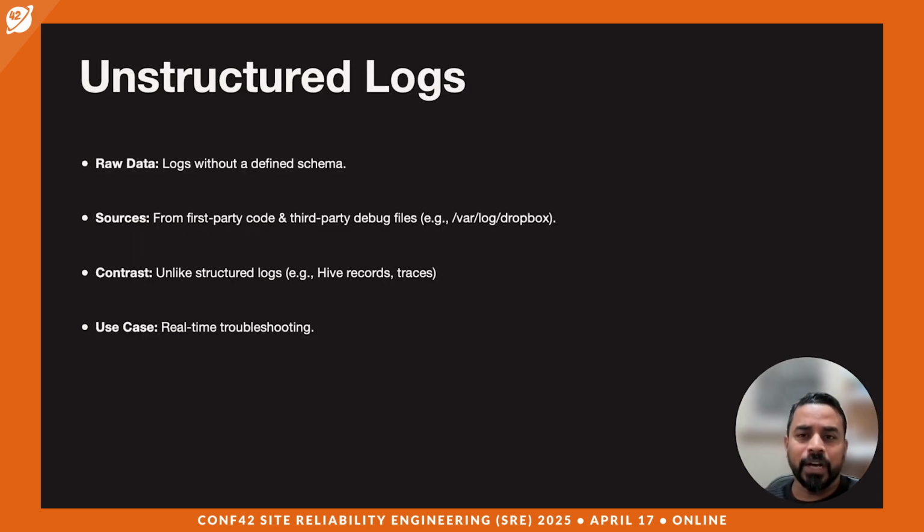Let's start by defining what we mean by unstructured logs so we can better understand our problem statement. Unstructured logs are essentially raw data outputs that don't adhere to any defined schema, unlike structured logs, like Hive records or traces, which are neatly formatted. At Dropbox, these logs come from various sources, including our first-party code and third-party debug files, such as those found in var log Dropbox. Because these logs lack a predefined structure, they offer a high degree of flexibility and detail, making them incredibly useful for real-time troubleshooting.